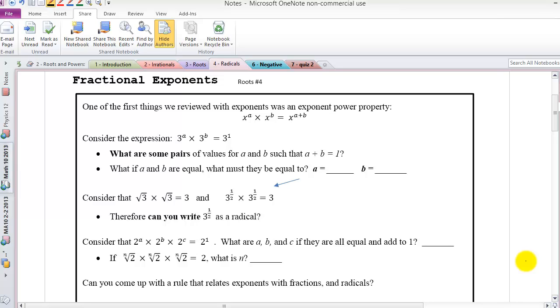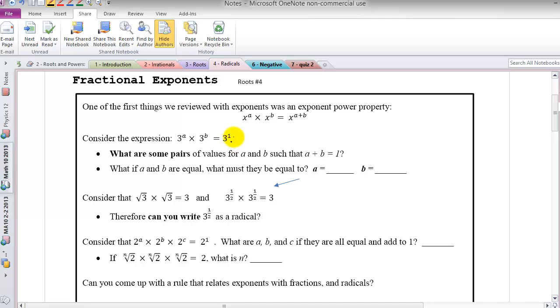Hi there. In today's lesson we're going to look at fractional exponents. So far we've looked at examples like x to the power of a, where a would be a whole number. And today we're going to move past that, where a could be a fraction. So to begin with, I have this here.